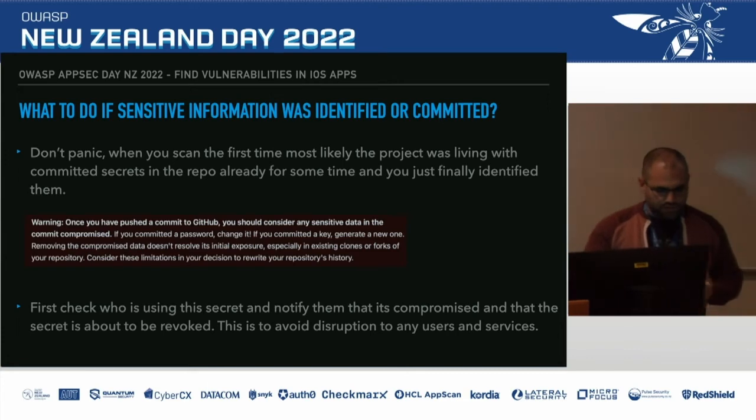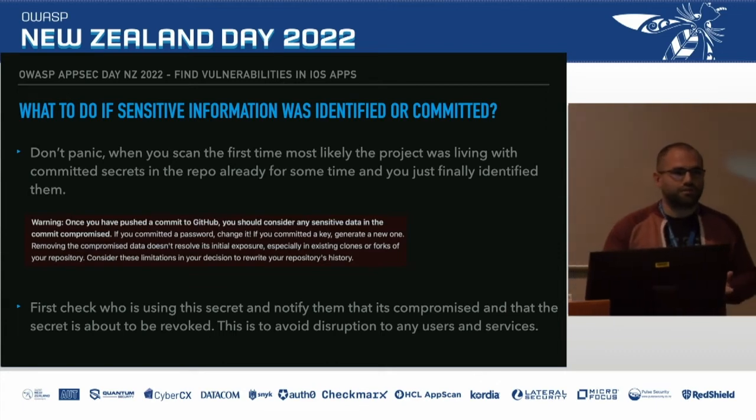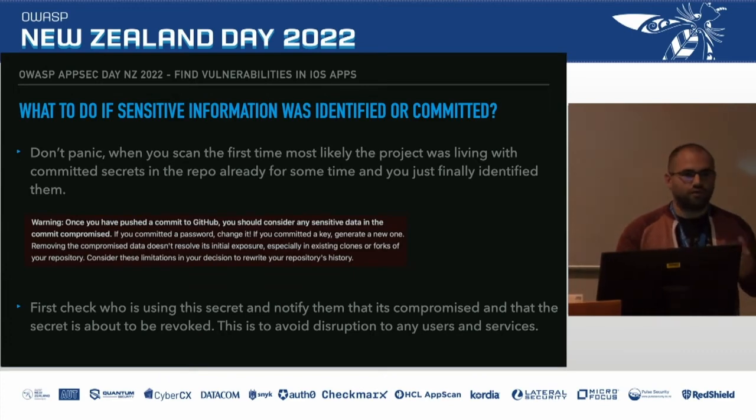So what do you need to do if sensitive information was identified? If you run the scan the first time, I guess there's no need to panic because the secret might have been there for quite some time. It's just about letting everybody involved know that there's a secret exposed, and that you need to have a plan to remediate it.